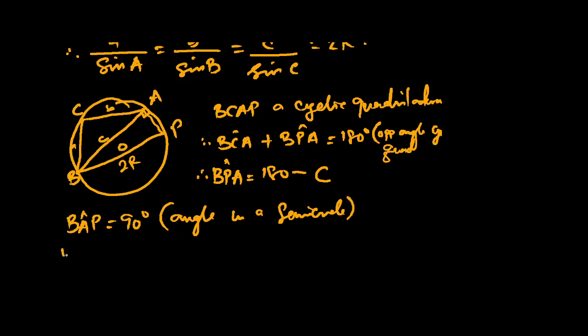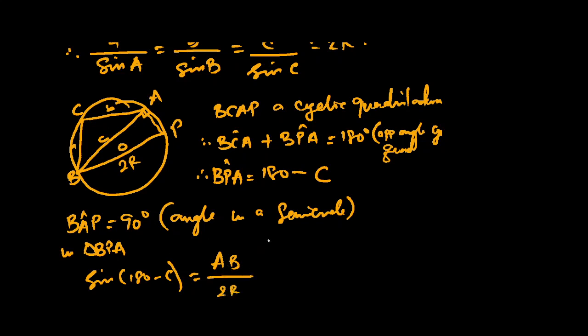Alright, so that should be the case. We now consider triangle BPA. Considering angle BPA, I will add that the sine of P, that is sine of 180 minus C, is equal to opposite over hypotenuse. Our opposite there is going to be AB, which is this, over the hypotenuse, which is 2r.